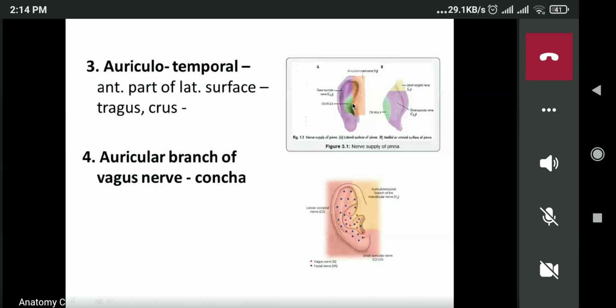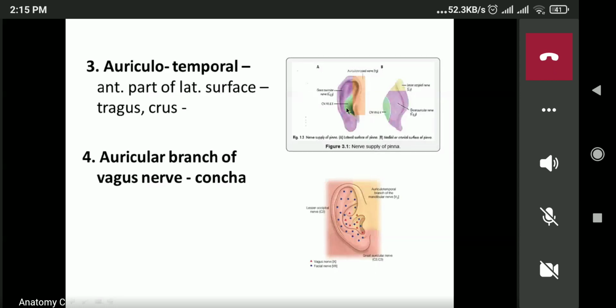Now come to the anterior part. The anterior part of the lateral surface includes the tragus as well as the crus of the helix. So this is the tragus here and the part of the crus here. This anterior part of the lateral surface is supplied by the auriculotemporal nerve.